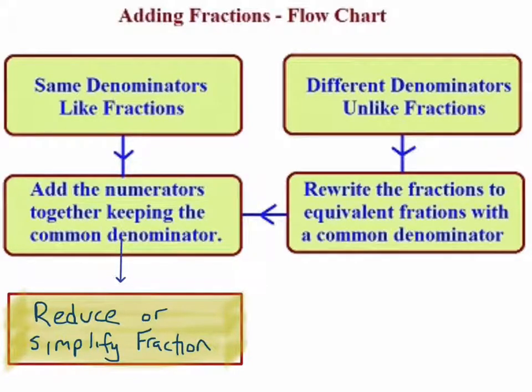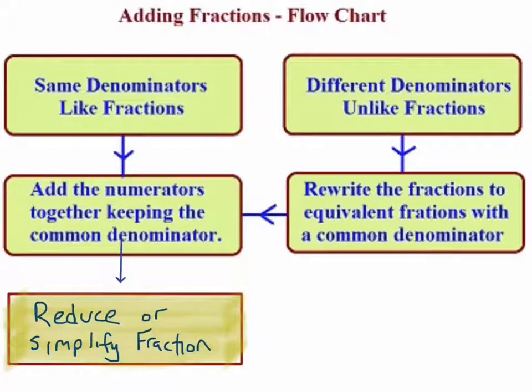There's two real options here. We have option 1 or option 2. I'm pointing at those two. So it's either we have same denominators, like fractions, in which case we just follow this path. We add the numerators together, keeping the denominator common. So I'm going down this way. And then you reduce and simplify.